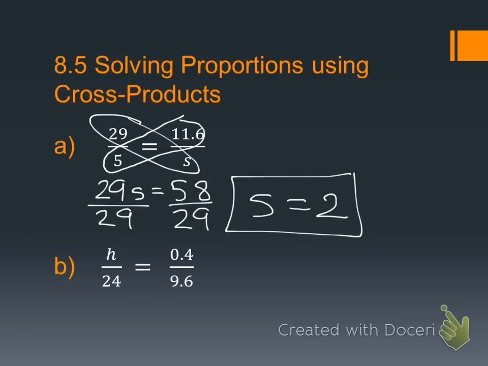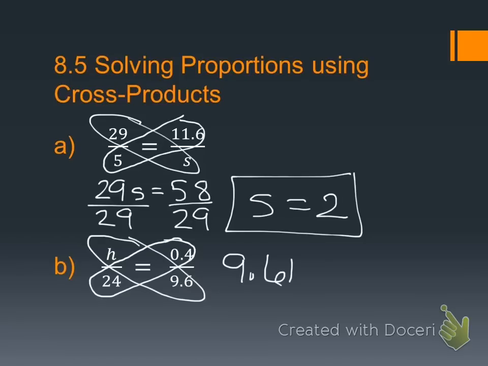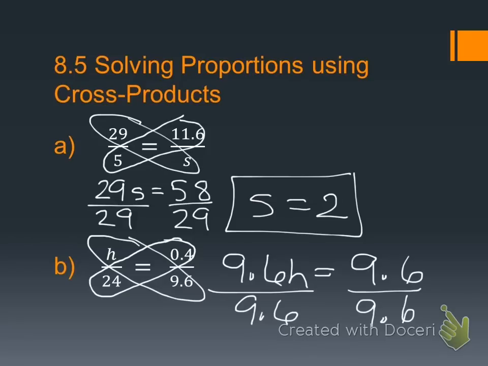Now on B, it's the same process, and you'll notice that this might be similar to a problem that you have seen. We have decimals, but it doesn't change anything. Okay, we have 9.6 H equals, and when we multiply 24 times 0.4, we get 9.6. Multiply both sides by 9.6, and H equals 1.